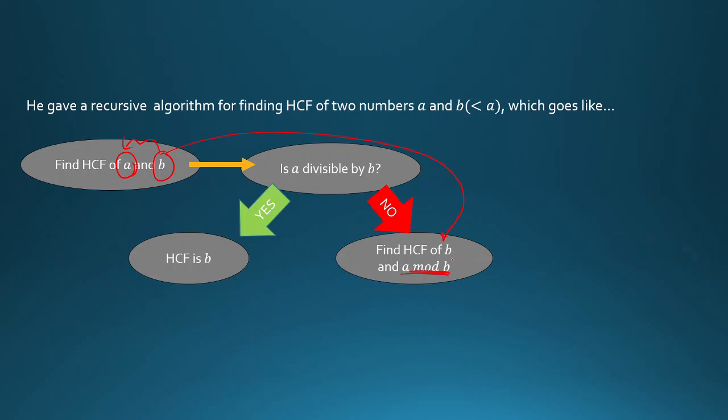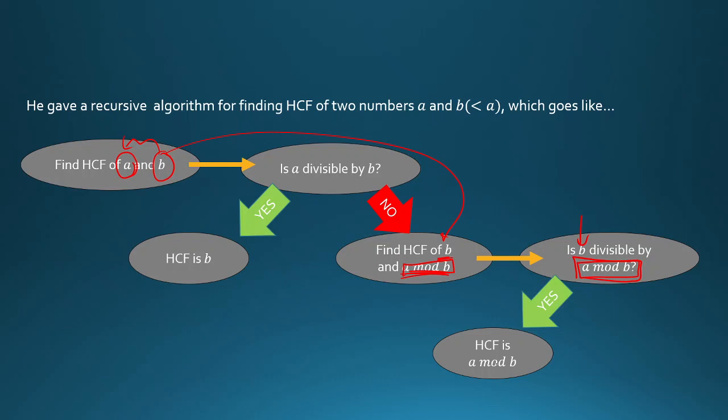Okay, and then you check the same thing. Now you are finding out the HCF of B and A mod B. Then you ask, is B divisible by the smaller number A mod B? And notice that A mod B will be smaller than B, because if you are dividing something by B, you will get a remainder which is smaller than B. So now the smaller number is A mod B, and you check it the same way.